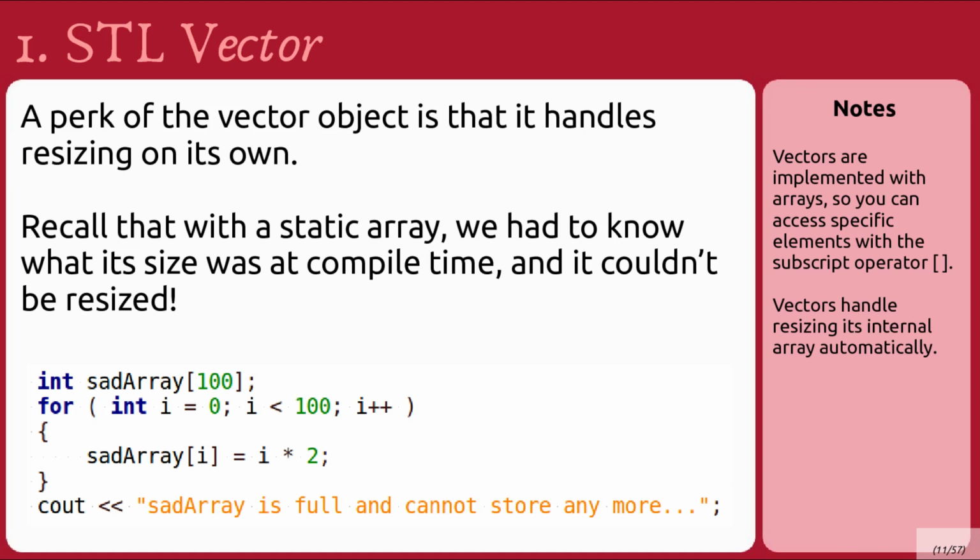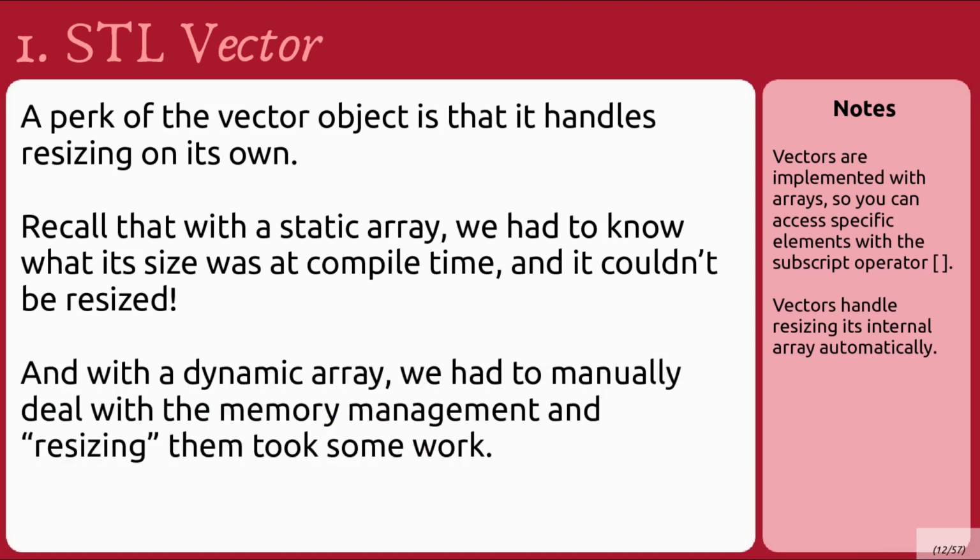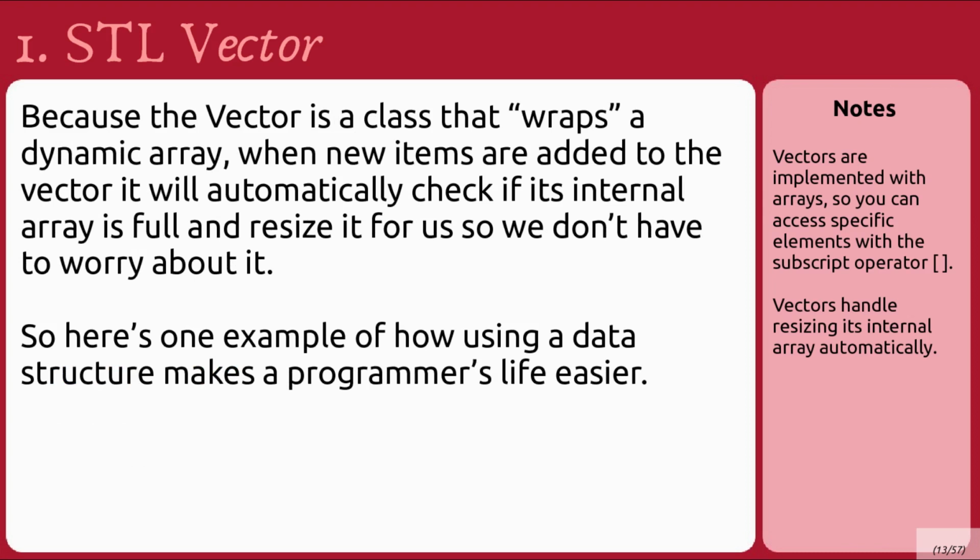Recall that with a static array, we had to know what its size was at compile time, and it couldn't be resized. And with a dynamic array, we had to manually deal with the memory management, and resizing took some work. Because the vector is a class that wraps a dynamic array, when new items are added to the vector, it will automatically check if its internal array is full, and resize it for us so that we don't have to worry about it.